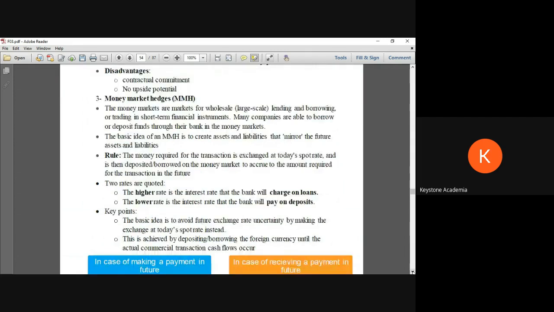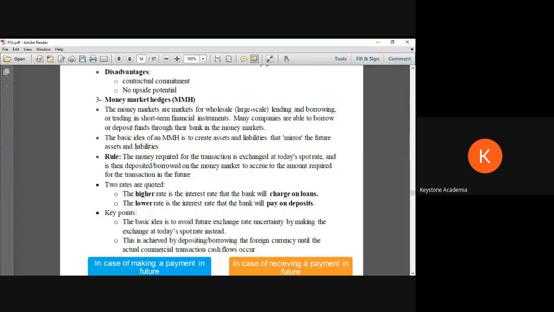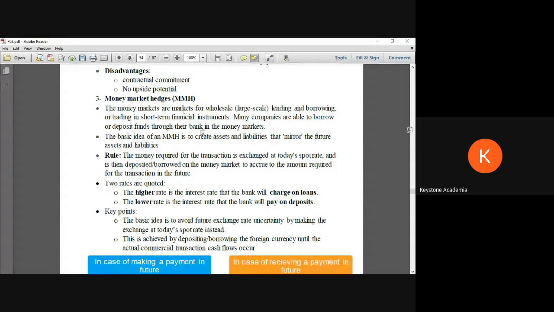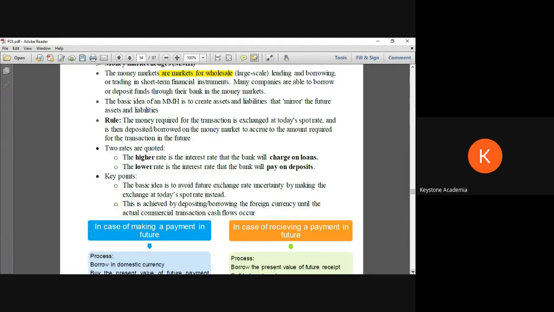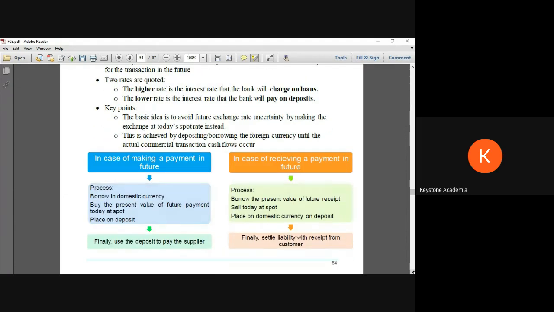Money market hedges are again very similar. Only thing is, this is more of wholesale. When you go into contracts, it's very bespoke. But here, when you go to a money market hedge, it's kind of wholesale. We have less control to make it bespoke for us. Which one is good? It all depends on what kind of business the company is doing. They're talking about process and all, not very important for us. I don't want to confuse you with it.